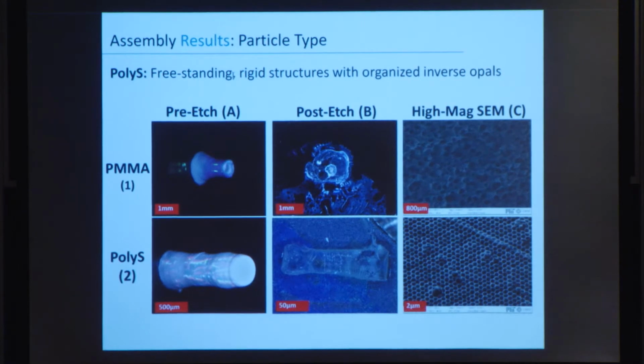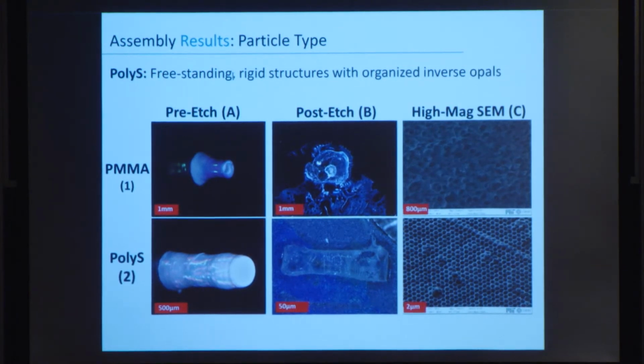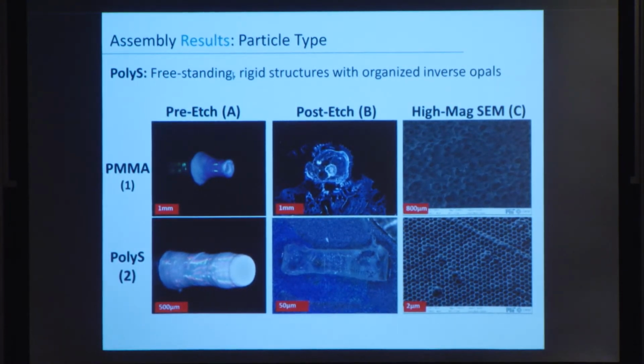And what we see is that the main conclusion we can draw is that the polystyrene structures retain their structure significantly better compared to the PMMA and display the target inverse opal features. We also extended a similar experimental design to studying particle diameter and reached similar conclusions in favor of larger particle diameters, and specifically 500 nanometer particles.